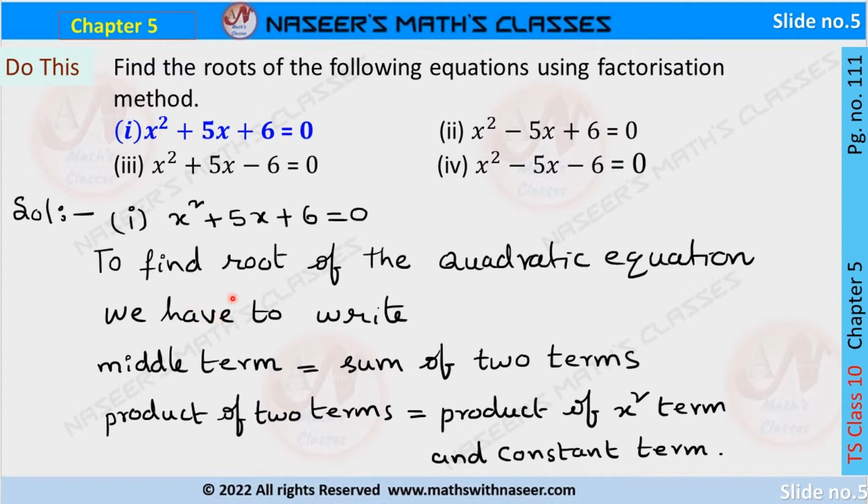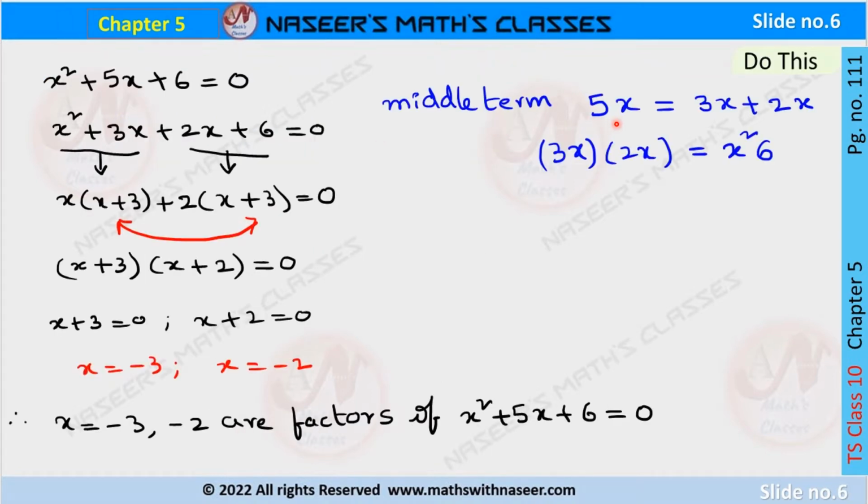To find the roots of the quadratic equation, first we have to split the middle term 5x as the sum of two terms. If we multiply, that is, the product of these two terms should be equal to the product of the x square term and the constant term. Here the middle term is 5x, so it can be split as 3x plus 2x. If we multiply these two terms, we get the product 6x square. It is nothing but the product of the x square term and 6.